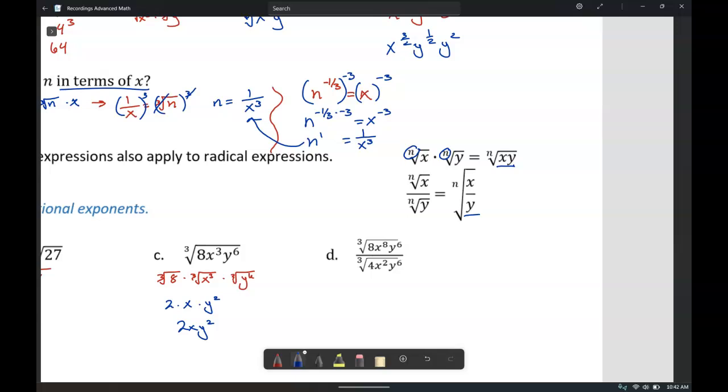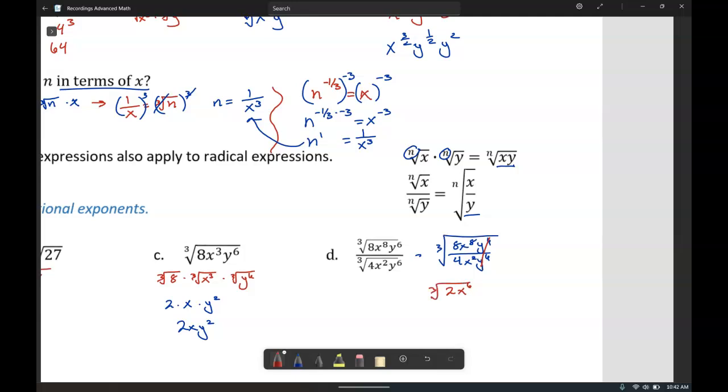If we've got these fractions, we can also combine the fractions under one big radical and simplify the fraction within before applying the root operation. 8 over 4 simplifies to 2. X to the 8th divided by x squared is x to the 6th. Y to the 6th divided by y to the 6th simplifies to 1.